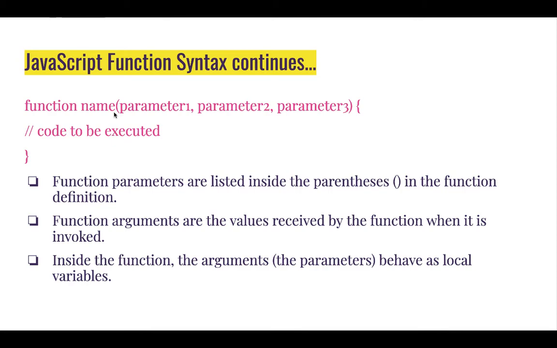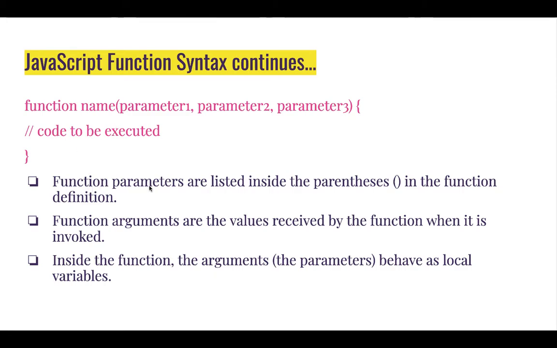JavaScript function syntax. You begin with the function keyword, followed by a name, followed by parentheses. Inside these parentheses, we can have parameters or multiple parameters, which will be separated with commas, followed by curly brackets. Inside the curly brackets, that's where you are meant to insert the code to be executed.